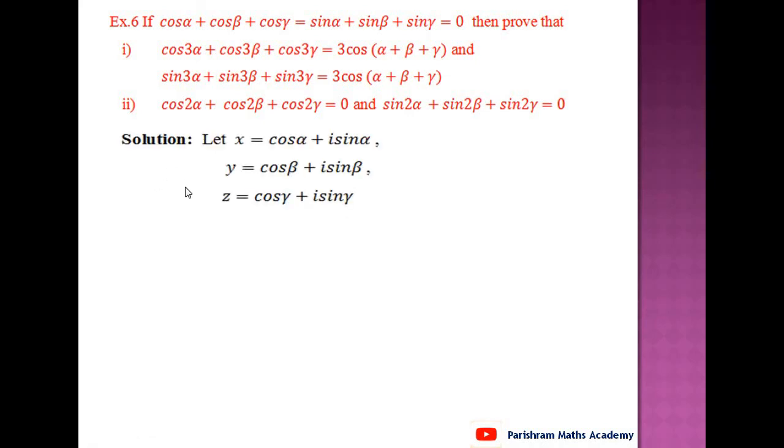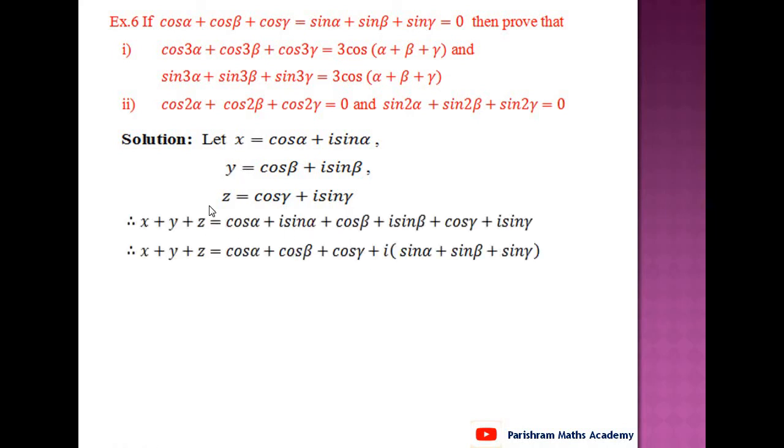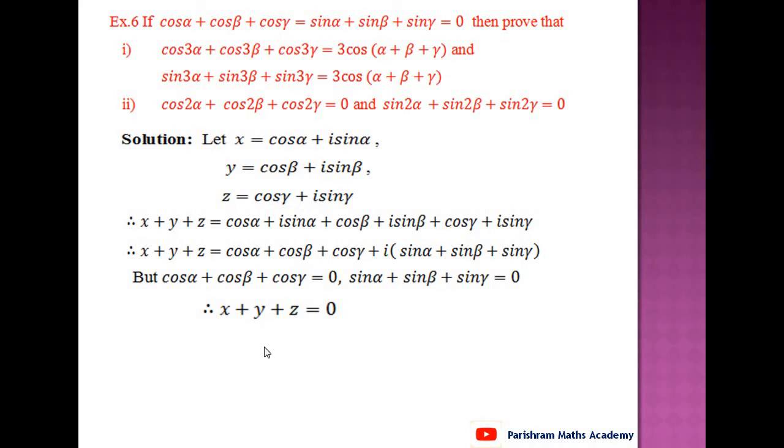Proof. Here we can take x equal to cos alpha plus i times sin alpha, y equal to cos of beta plus i times sin beta, z equal to cos of gamma plus i times sin of gamma. First you can take x plus y plus z. Taking the addition: cos alpha plus i sin alpha plus cos beta plus i sin beta plus cos of gamma plus i times sin of gamma. First you can take cos alpha, cos beta, cos gamma. From i sin alpha, i sin beta, i sin gamma, we can take i as common. But given that cos alpha plus cos beta plus cos gamma equal to 0, sin alpha plus sin beta plus sin gamma equal to 0, therefore x plus y plus z equal to 0.